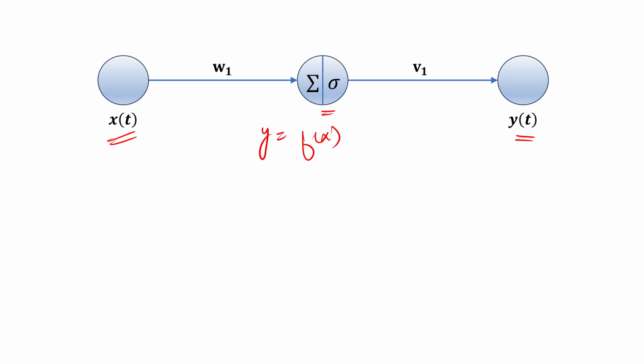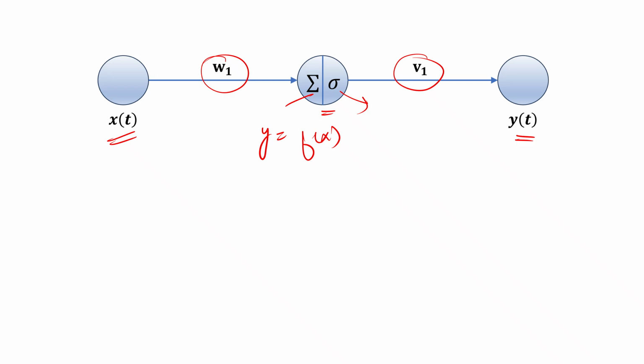Neuron and input is connected using a weight w1, and it is connected with the output using a weight v1. This neuron is really the core building block of neural network, and it does just two things. First one is the linear combination, and the second one is the activation function.